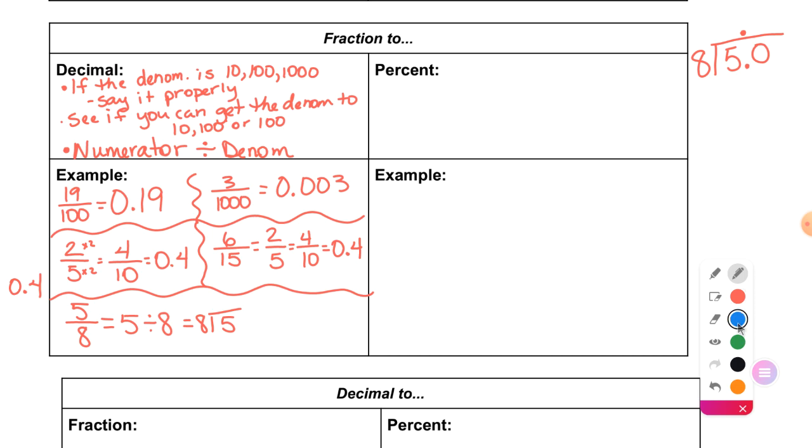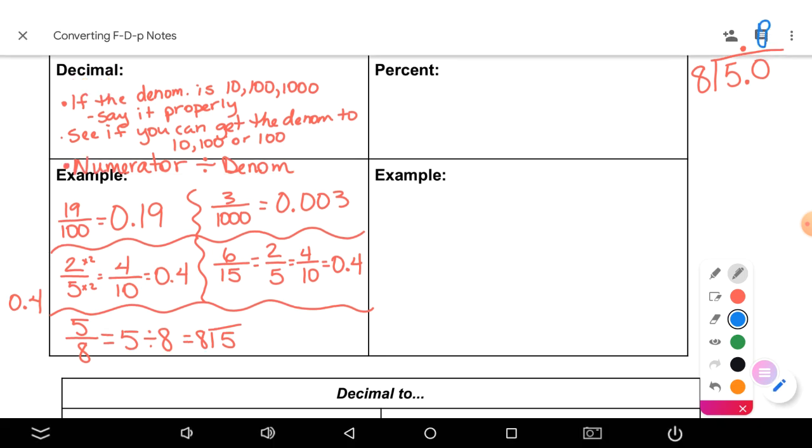Emma, how many times does 8 go into 50? 6. 6 times 8 is 48. I subtract, I get 2. Can I give my answer as 0.6 remainder 2? No. Or 0.6 and 2/8? Kanan, what do I do next? I don't want the answer. I want to know what I do next.